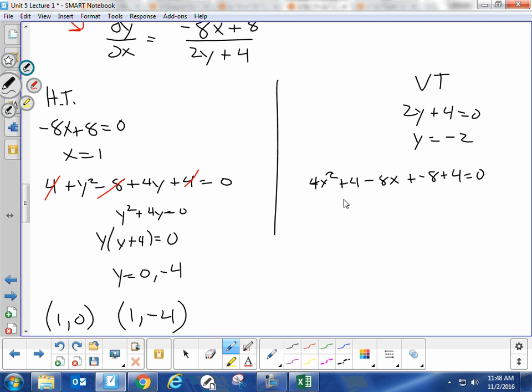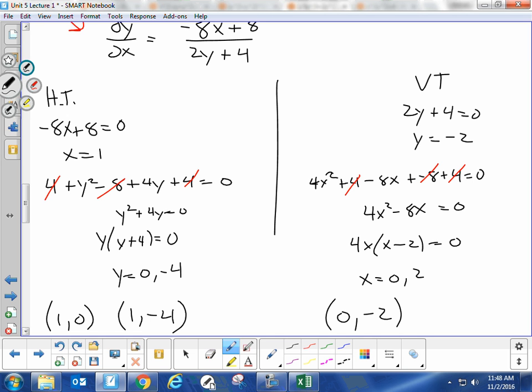I plug in the negative 2 for y. The 4, the negative 8, and the 4 will make 0. I have 4x squared minus 8x equals 0. I can factor out a 4x. And I get the two x's that correspond with a y-coordinate of negative 2.